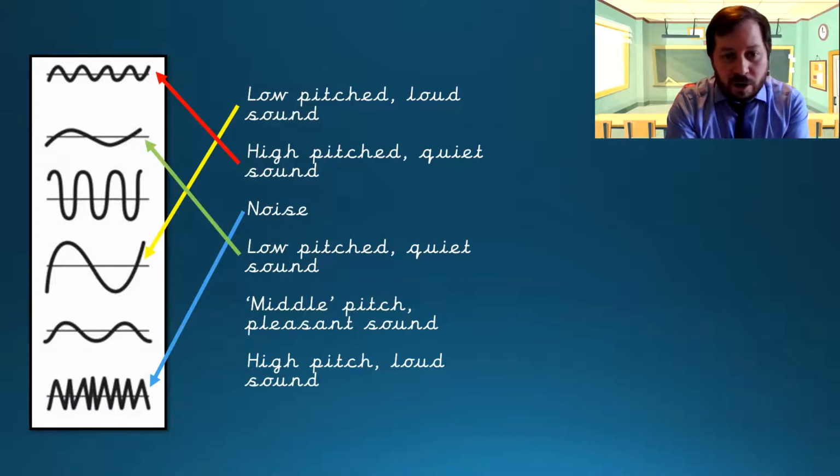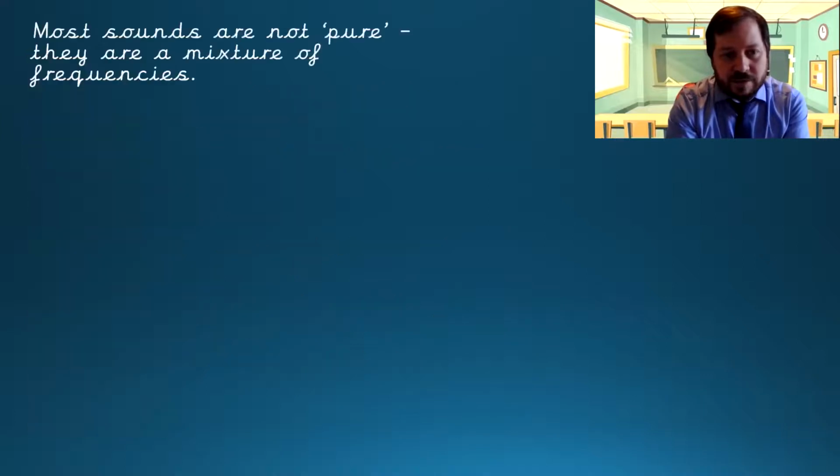We've got a low pitch, quiet sound, really low pitch, one wave, look, that's spread over distance, but it's not very tall. Then we've got a middle pitch and middle sound. So it's very much not too loud, not too quiet, and the pitch is regular. And then we've got a high pitch because it's frequent with a loud sound.